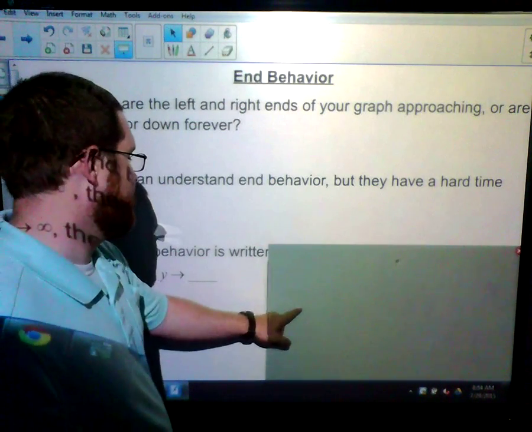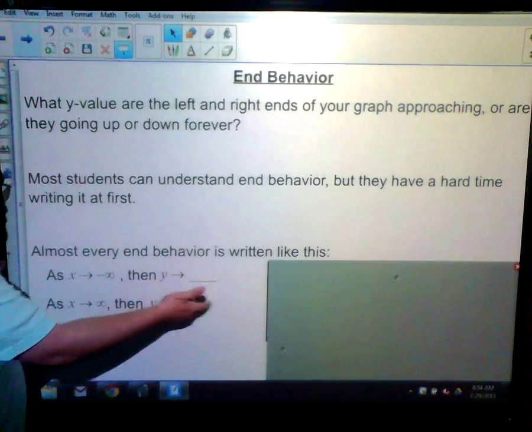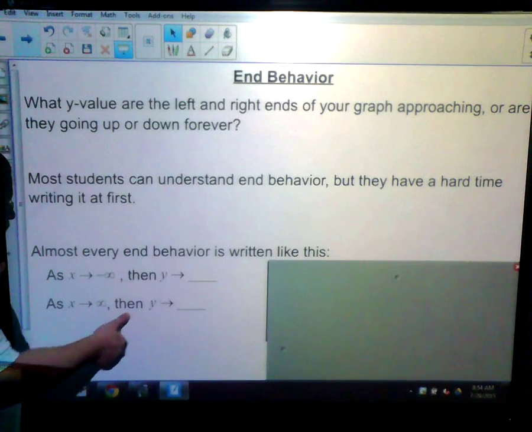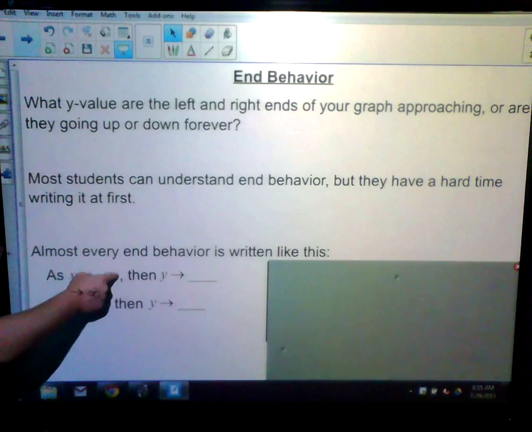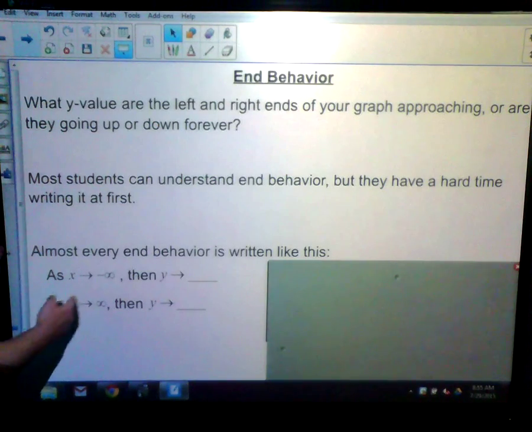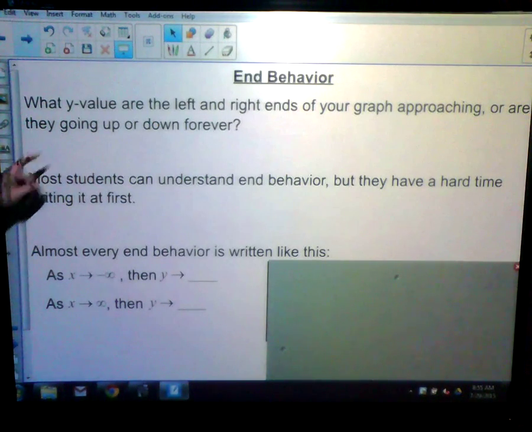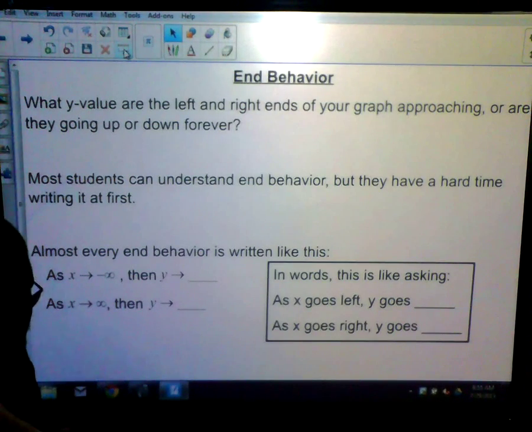Every in behavior problem is written like this. As x goes to negative infinity, then y goes to blank. As x goes to positive infinity, then y goes to blank. And you fill in the blanks. Now that looks confusing, but if you think about it, it makes sense. What side of the graph is x goes to negative infinity? That's the left side. What side is x goes to positive infinity? The right side. So another way to think about it would be to say, as you go left, the y values go up, go down, or go close to a number. As you go right, then what do the y values do?